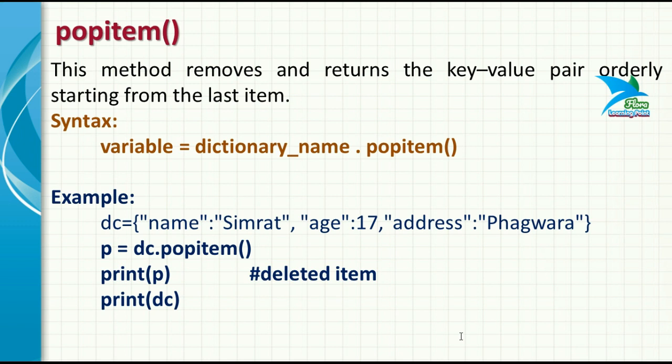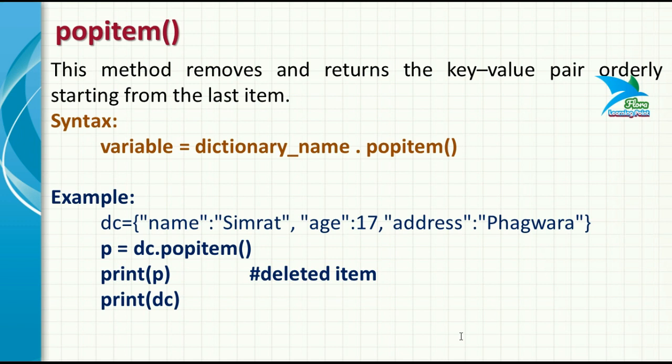Next we are having the popitem function. This function is used to remove and return the key value pair orderly, starting from the last item. This function is similar to the pop function, but the only difference is that by using the pop function you will be able to remove the specified key and its value from a dictionary.